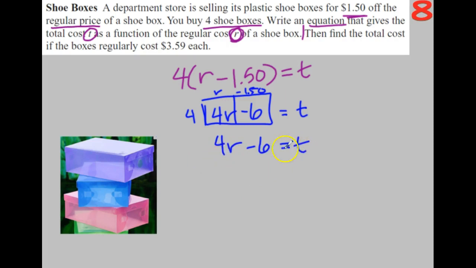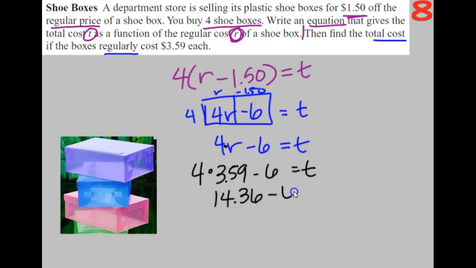We don't know what R and T are, except now they tell us find the total cost. So find T if they regularly cost $3.59. So we have 4 times R, and R is $3.59, and subtract 6 when we're done. So 4 multiplied by 3.59 gives us 14.36, and we have to subtract 6, which would give us 8.36.